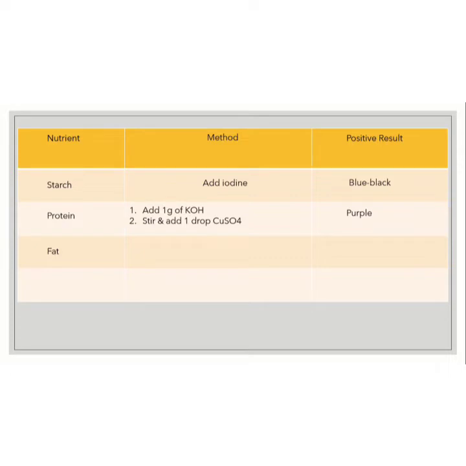Now for fats, let's say they say you need to test a sample for fats. You have a number of options here. You could do the spot test. For the spot test, you take the sample and add it to a piece of paper. Usually it's a liquid sample that you have if you're testing for fat. You take the sample, add it to a piece of paper, and if fat is present, you're going to see a permanent translucent spot.